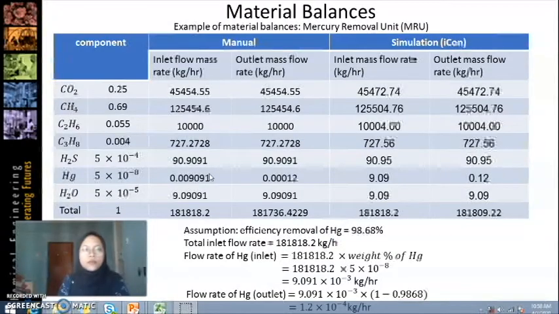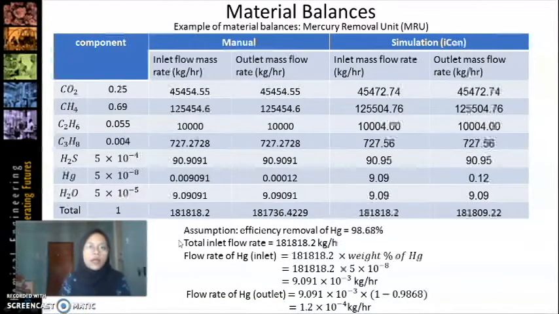Hi, I'm Safwana, and I will be presenting about the manual calculation of material balances. An example of manual calculations of material balances that I'm going to present is at the mercury removal unit, MRU. To begin with the calculation, we assume that the efficiency removal of mercury is 98.68%, which we obtain from a literature, and after that we calculate the flow rate of each component.